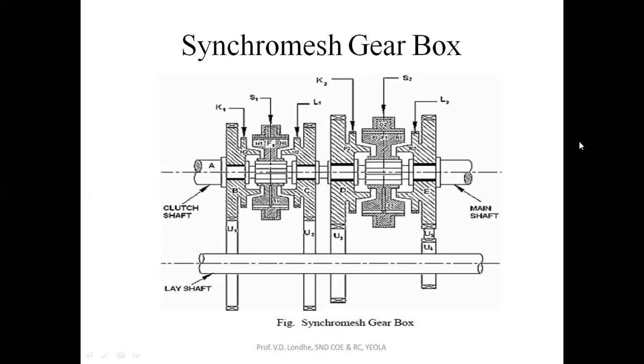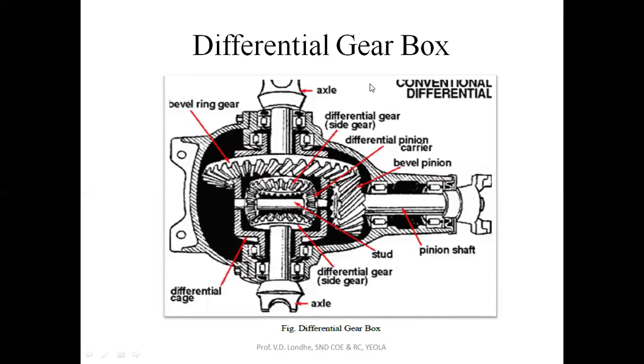Then next is the differential gearbox. So what is this differential gearbox? This differential gearbox is only used to transmit the power, but there will be no speeding up or speeding down. We use this differential gearbox in the rear axle for commercial vehicles. This is the propeller shaft, which is coming from the gearbox. Then these are the two shafts which go to each of the rear wheels. This is the left wheel, this is the right wheel.